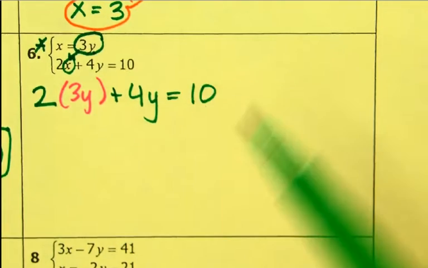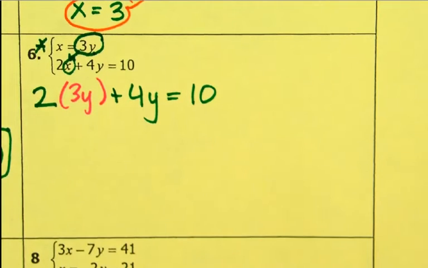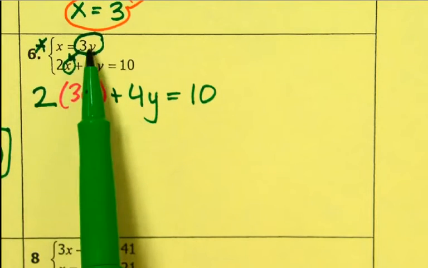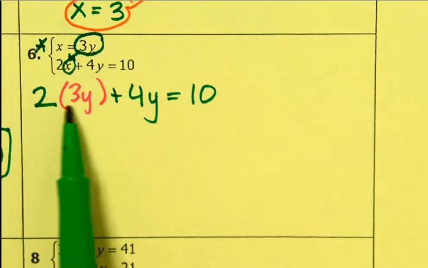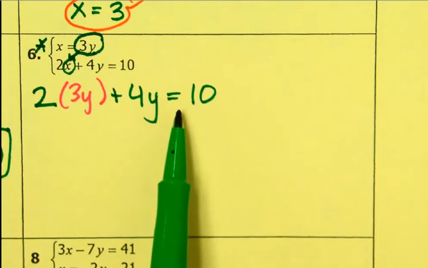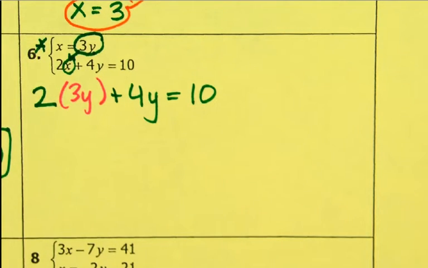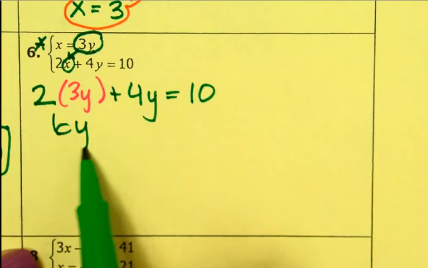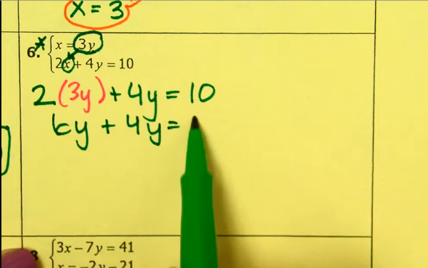On a side note, you can tell if you're on the right track. Remember, part of the reason that we're substituting is so that we only get one variable. So if you have x's and y's here, something's wrong. The goal is to get one variable so that we can start getting our solution. So that's 6y plus 4y equals 10.